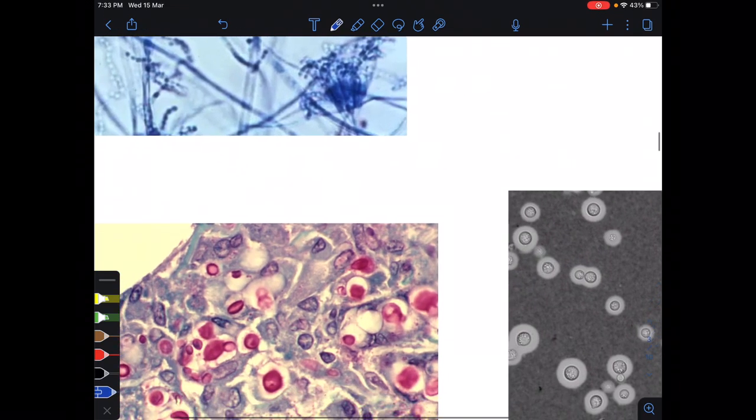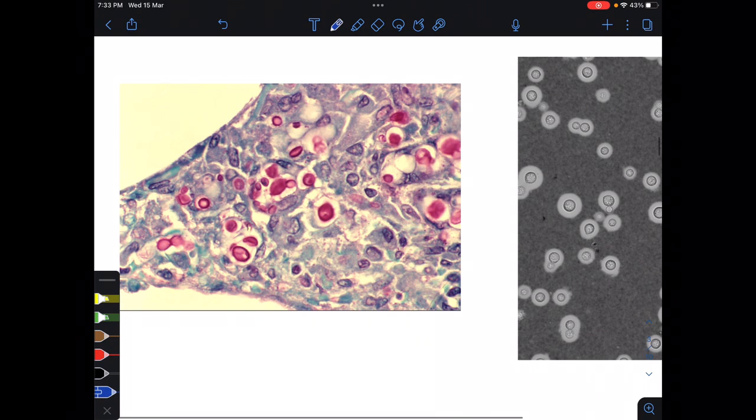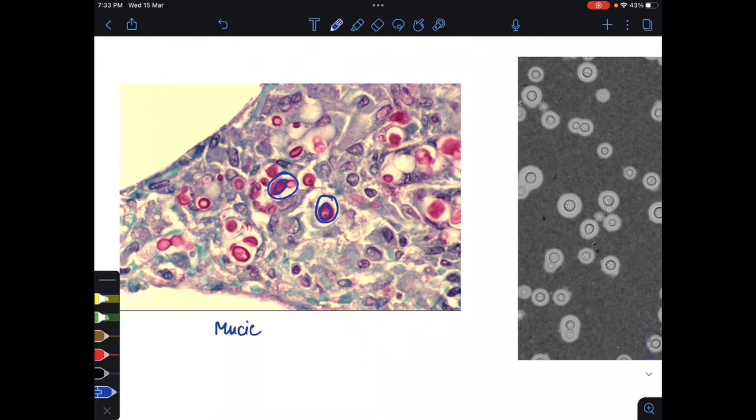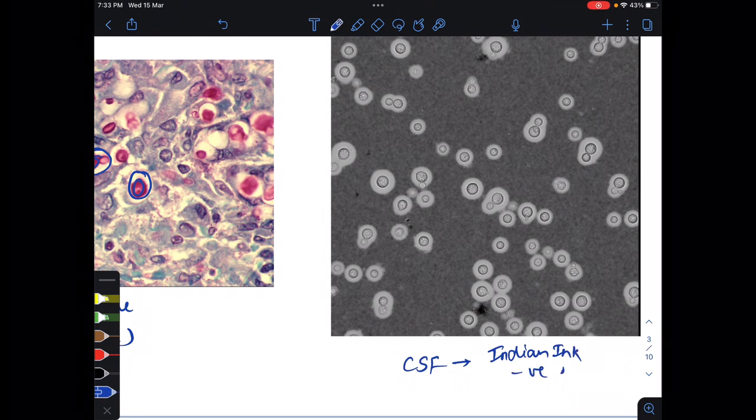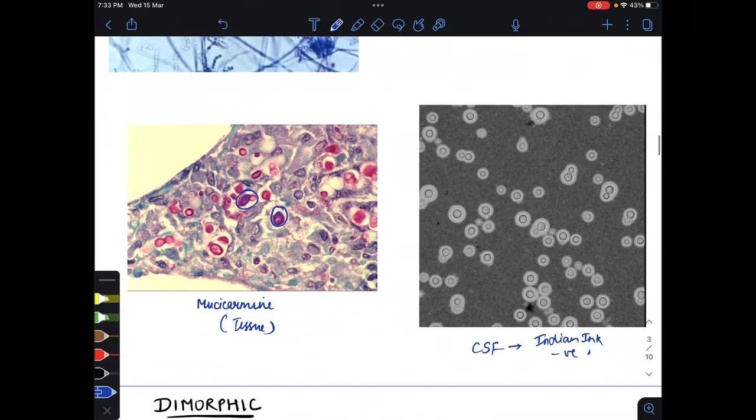Now the next one. Here we see some reddish color. This is for Cryptococcus, and some tissue is getting stained. So here the stain used is mucicarmine stain. Mucicarmine stain is used for the tissue, but if we have to see it in the CSF, then the stain is Indian ink, and here the Indian ink stain is negative. Why is it negative? Because the background gets stained but the organisms don't get stained. So this is the Indian ink stain.